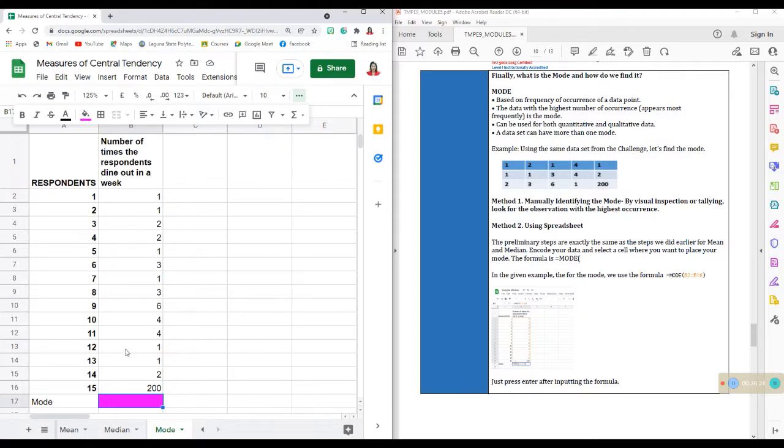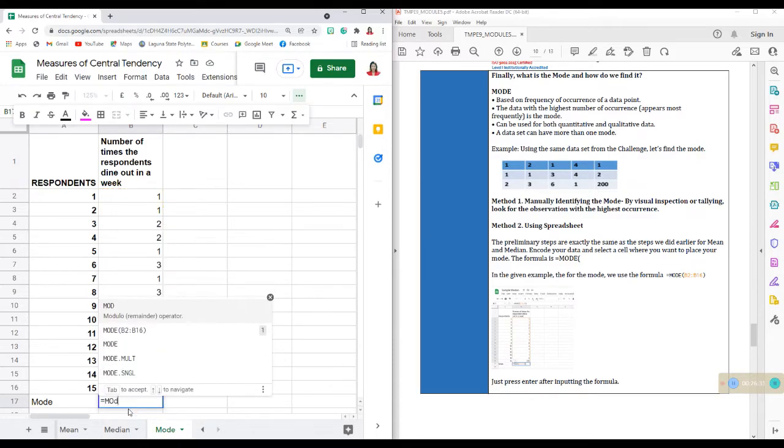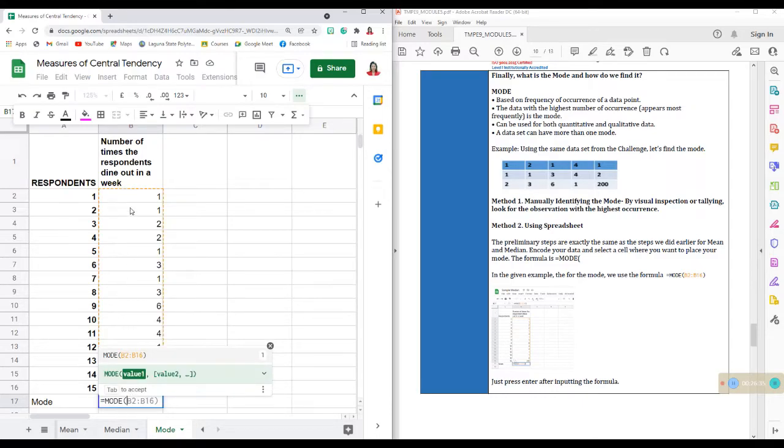Encode the data. Choose a location kung saan mo siya gustong ilagay. And then, input the formula equal mode. And then, open parenthesis. Click the first observation. Highlight up to the last. So, halos parehas lang. Identical lang yung mga ginagawa natin from the mean, median, and mode.